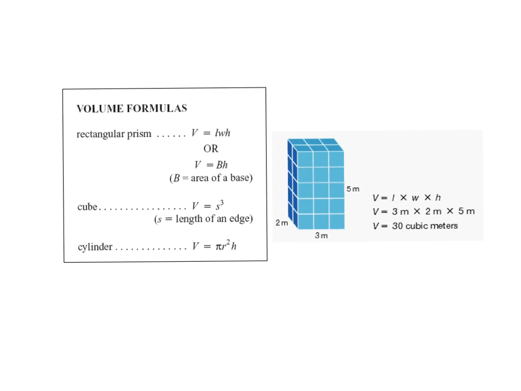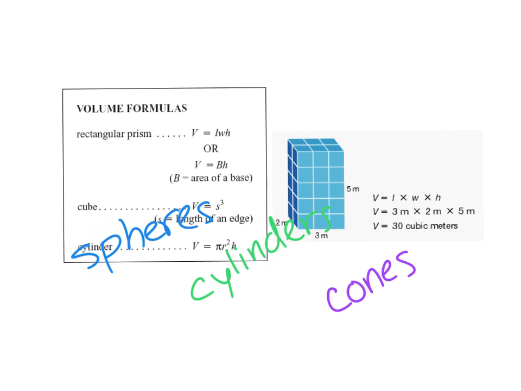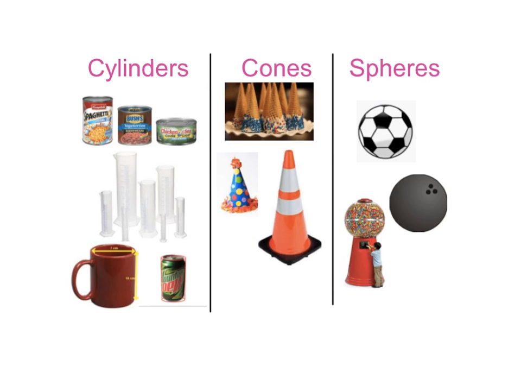In 7th grade, you found the volume of rectangular prisms, cubes, and cylinders. For example, this rectangular prism, you would find the volume by multiplying the length times the width times the height. This year, we will be working with spheres, cylinders, and cones. Pause the video and brainstorm a list of at least 5 cylinders, spheres, and cones in your everyday life.